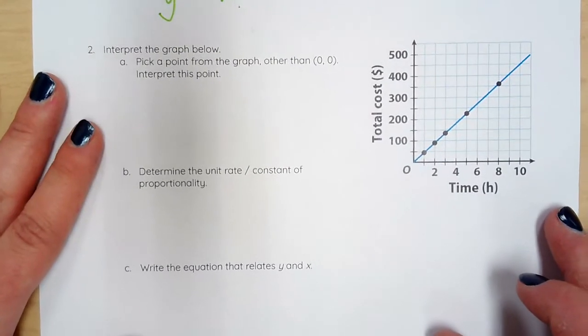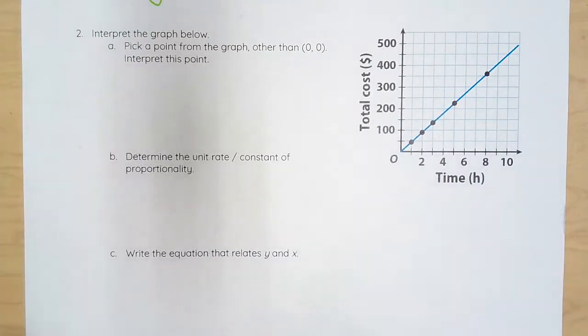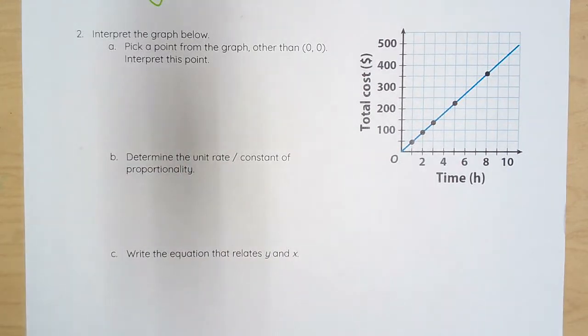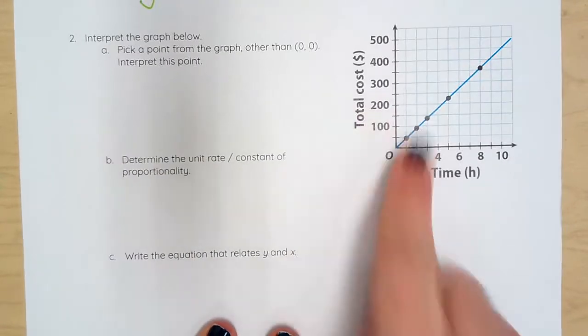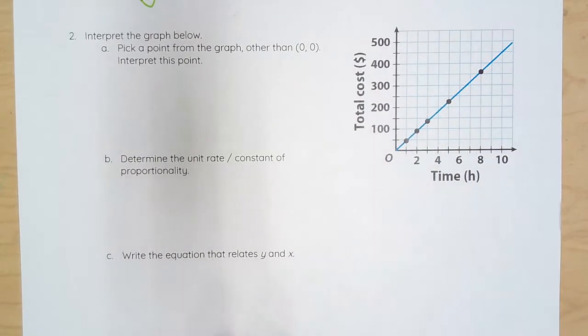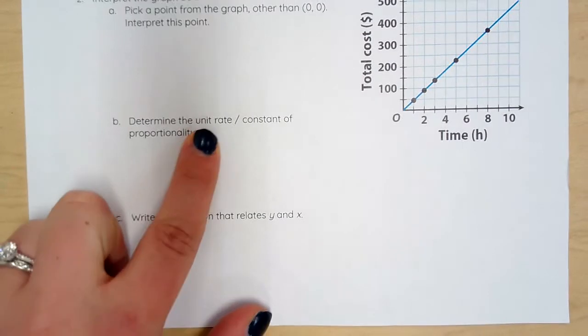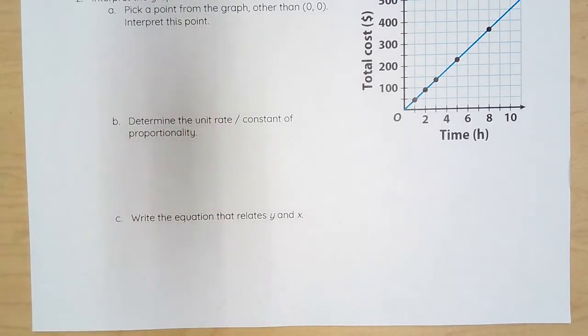All right, we've got one for you to try on your own here. It says pick a point from the graph other than 0, 0, interpret this point. Could you go ahead and do that for me, please? So there's lots of points here, whichever you chose, as long as you included the hours and the costs and that it is a point on your graph. Go ahead and now determine your unit rate or constant of proportionality.